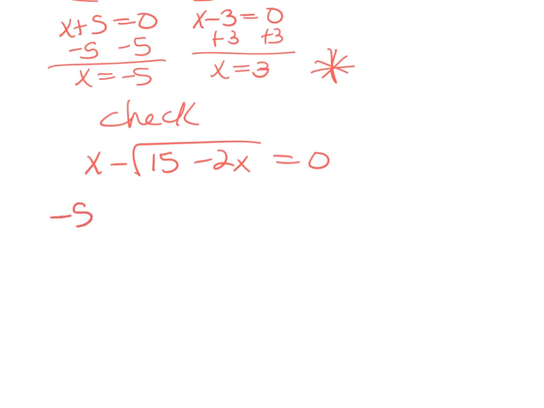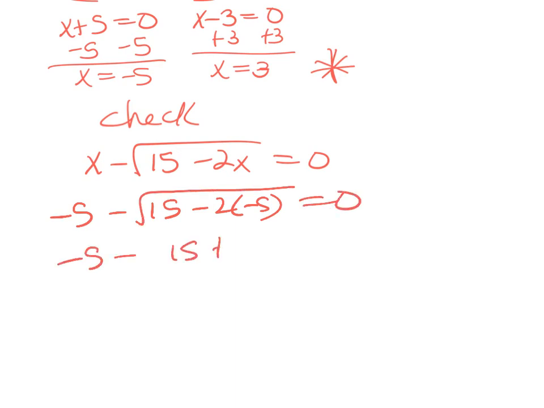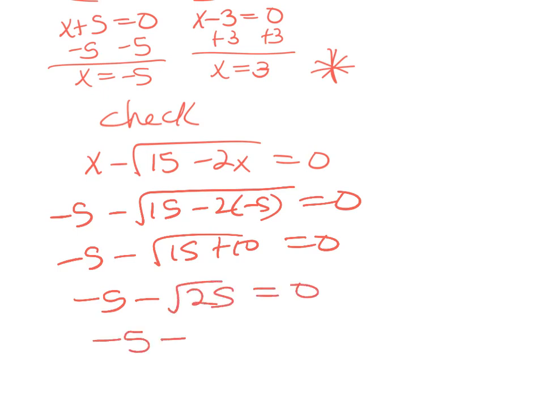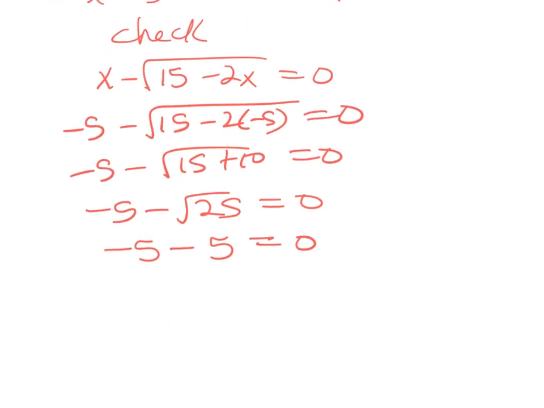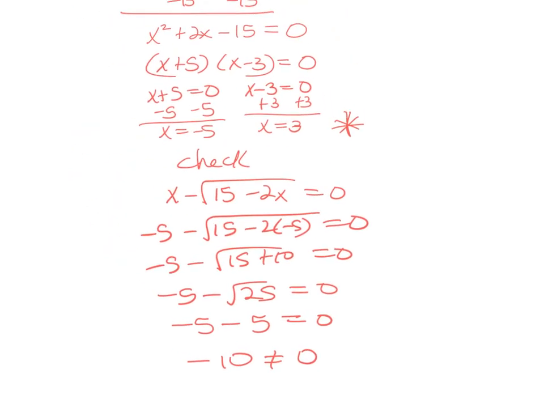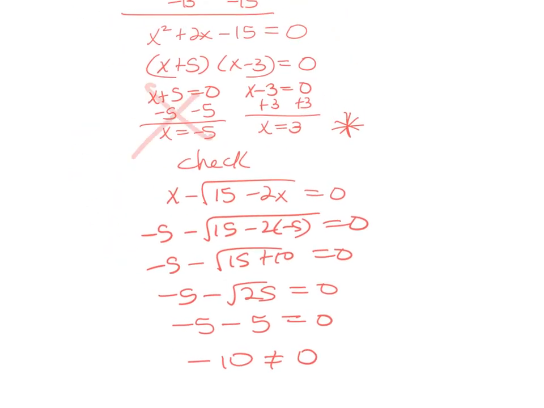So if I put negative 5 minus 15 minus 2 times negative 5, negative 5 minus 15 plus 10, negative 5 minus 25, negative 5 square root of 25 is 5. Notice it's negative 5 minus 5, that gives me negative 10. That does not equal 0, so this tells me that this one is out of there. It does not work. Now, don't automatically assume that as soon as you get one to fail that the other one is automatically the answer. You must check them both.